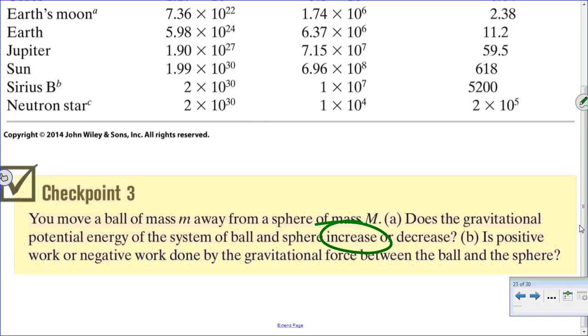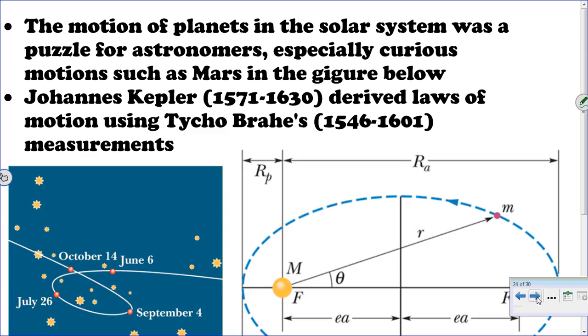Cool? All right, part B: positive or negative work done by the gravitational force between the ball and the sphere. So as I lift this, is gravity doing positive work or negative work? And there are two good ways to come up with an answer. Negative. That's one way to think about it. The force is down, the motion is up. And my GPE is increasing. And remember, that means that the work done by that force must be negative. Cool? Excellent.